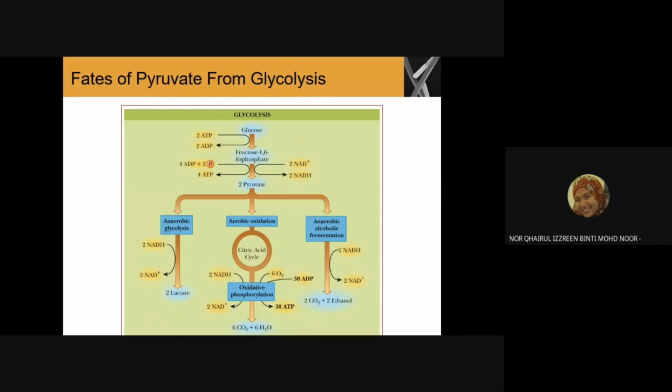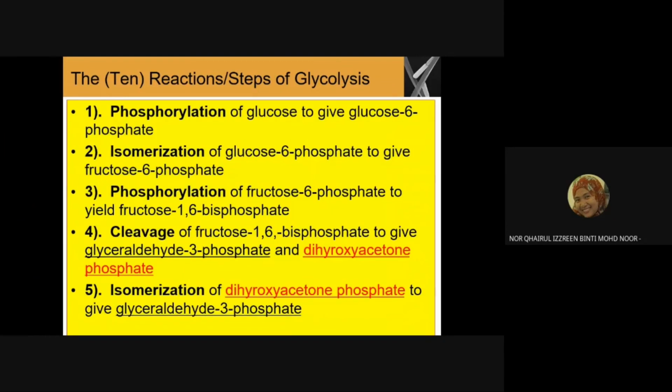From these 3 stages, towards the end, it will produce a lot of ATP from 2 molecules of pyruvate. From lactate, or carbon dioxide and ethanol, or it can go into oxidative phosphorylation and produce more ATP, 30 ATPs here. So the glycolysis pathway involves 10 reactions or 10 steps.